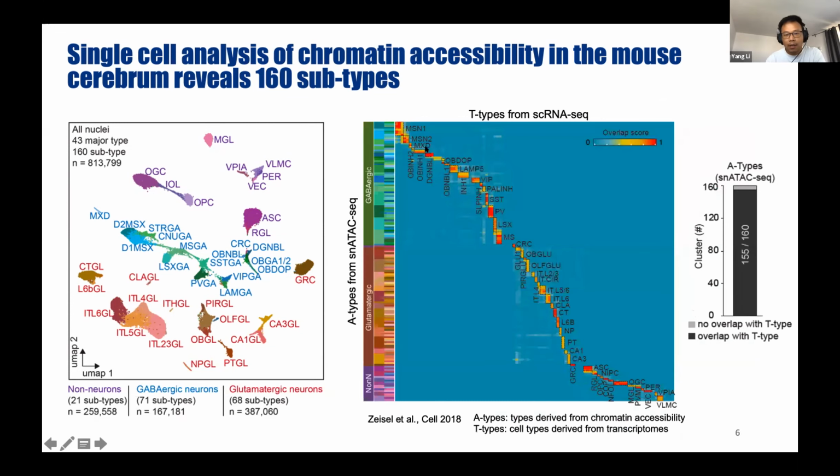Those cell types we annotated are also confirmed with other modalities, for example, the methylation data and the single-cell RNA-seq data. It seems we capture all the major types from the single-cell RNA-seq data, and they align pretty well with the previously published taxonomy.